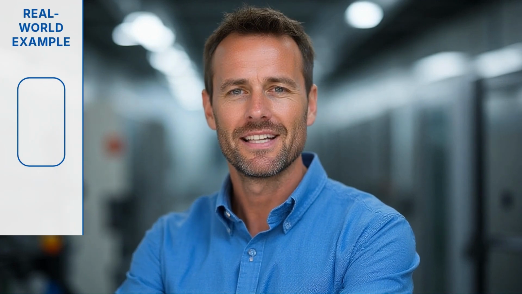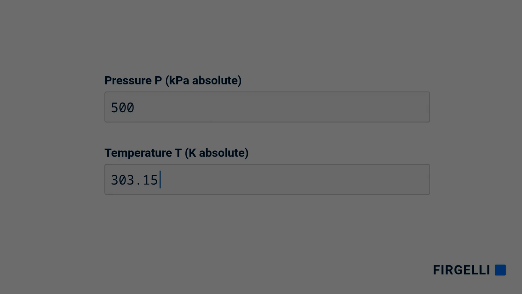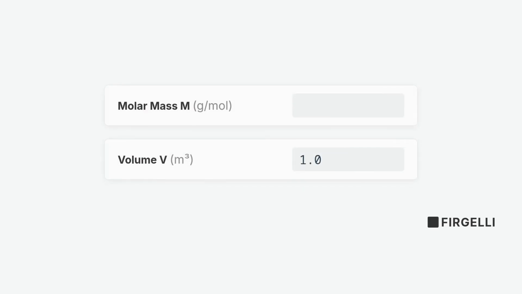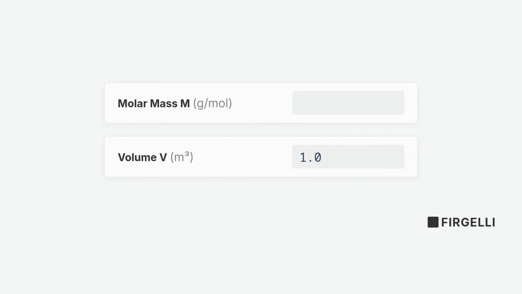Let's work through a real example. Imagine we're calculating air density in a compressed air system. Enter 500 for pressure P, representing 500 kilopascals absolute. Type 303.15 for temperature T, which is 30 degrees Celsius. For molar mass M, enter 28.97, the molecular weight of dry air. Leave volume V at 1.0 cubic meter.